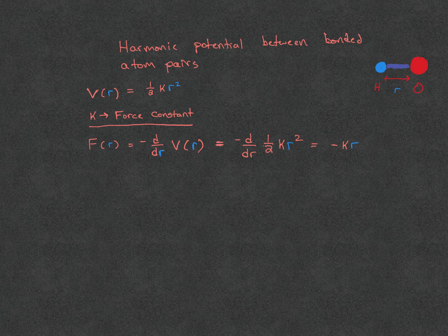Okay? So F of R for the harmonic potential is minus KR. And there's a name for this. This is a particular expression called Hooke's law.